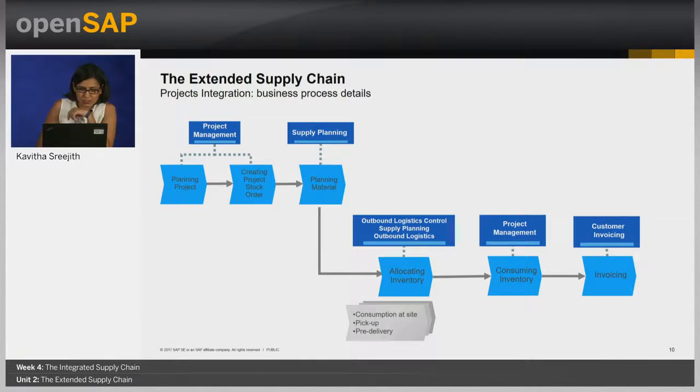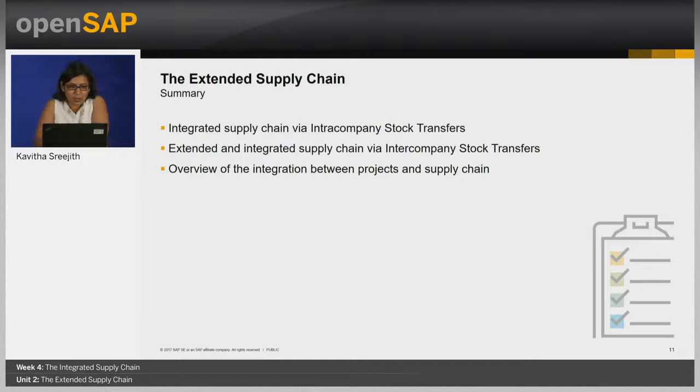Now, let's take a look at the short summary. What we saw in this unit was integrated supply chain via intracompany stock transfers, extended and integrated supply chain via intercompany stock transfers, and an overview of the integration between projects and supply chain.